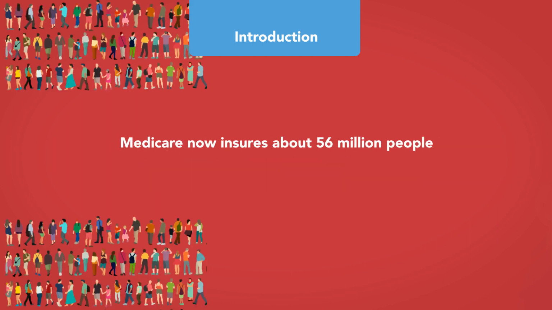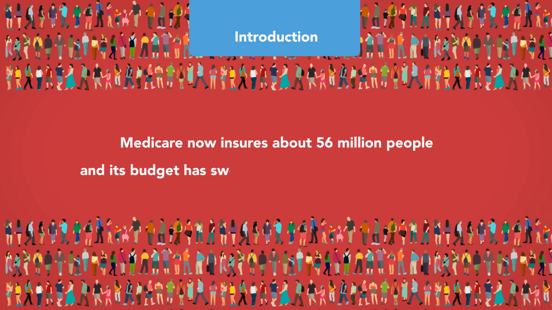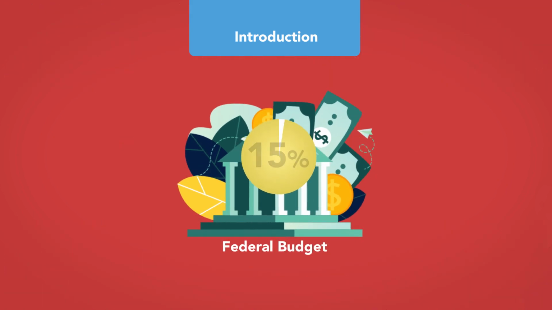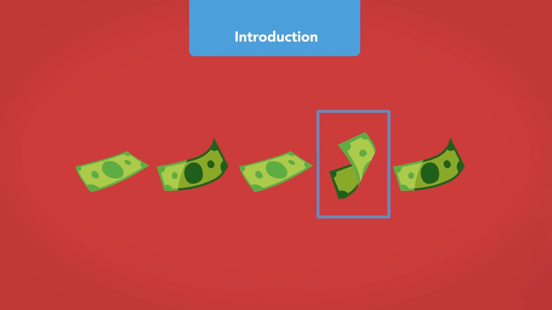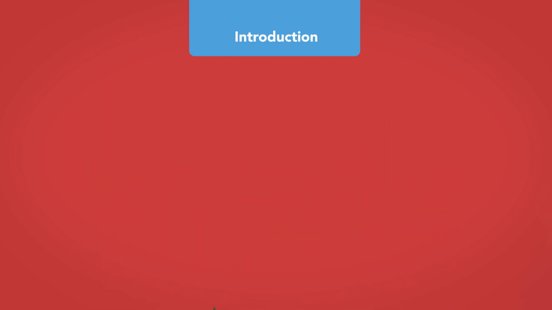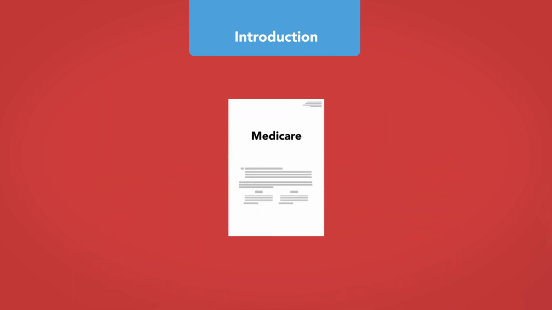Medicare now insures about 56 million people, and its budget has swelled to almost $600 billion annually. Medicare spending represents 15% of the federal budget. In fact, almost 1 in every $5 spent in healthcare in the United States is spent by the federal government on Medicare. Since being enacted, Medicare has undergone significant overhauls in every decade.